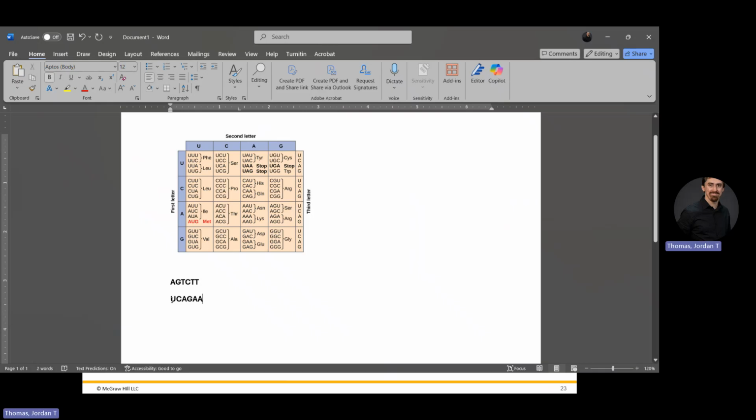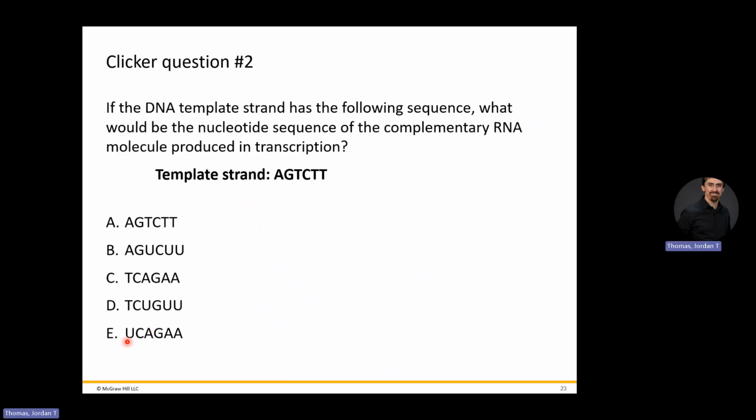So our answer should be U, C, A, G, A, A. We're doing one letter at a time. A goes with U, T with A, and G and C always go together.